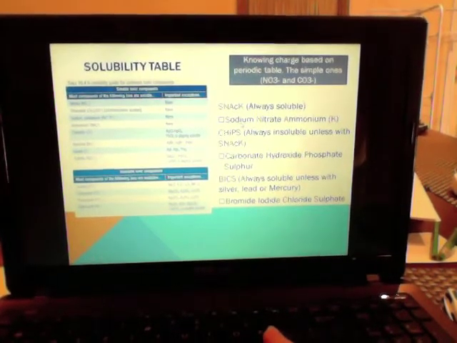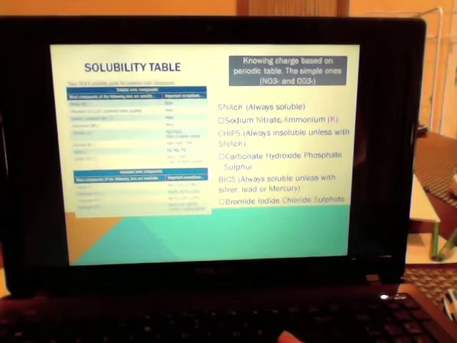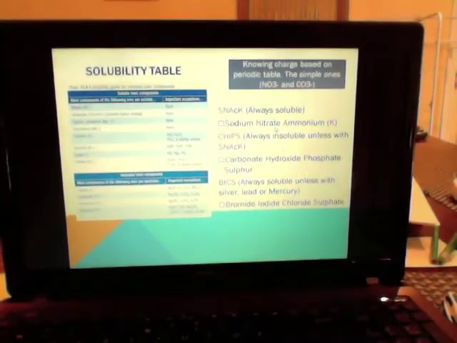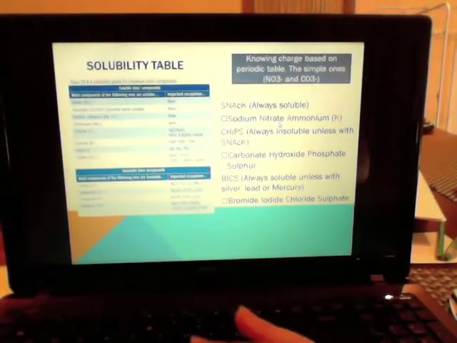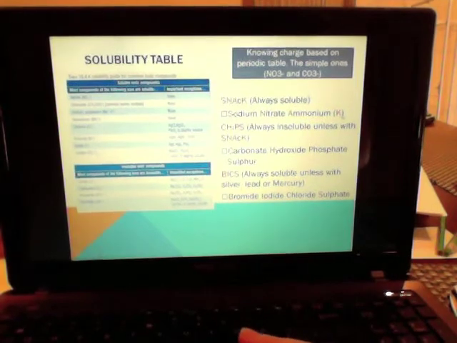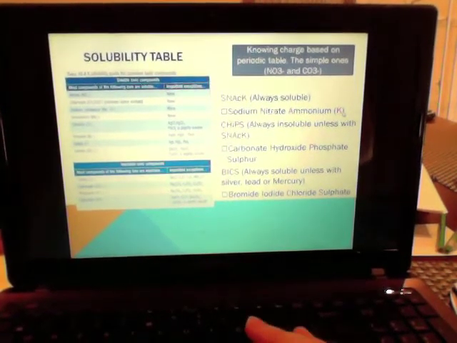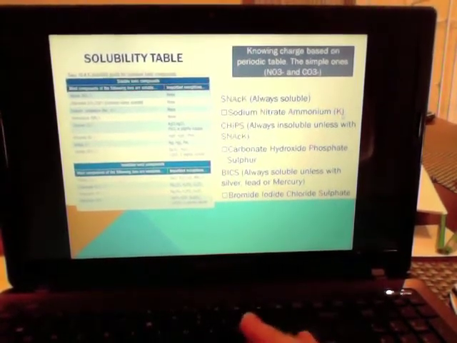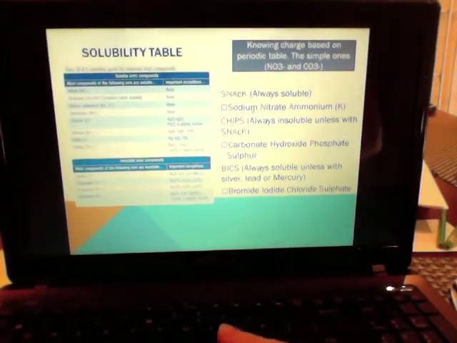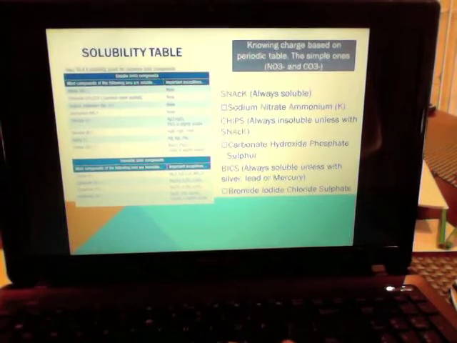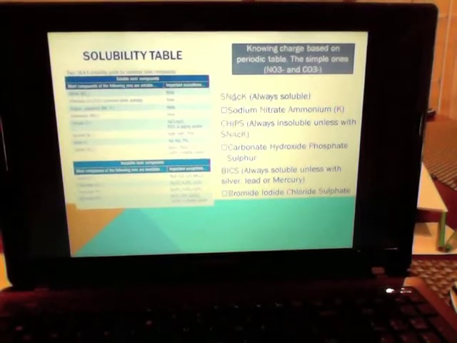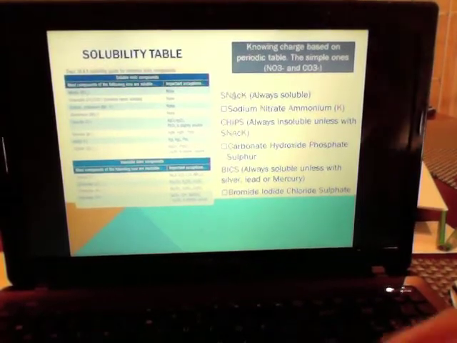Sodium's always soluble. Nitrate is always soluble. NO3 is always soluble, even with silver. That should give you a clue. Ammonium, NH4 plus, is always soluble, and potassium is always soluble. Notice that potassium and sodium are in group 1. That has something to do with it, okay? And these all have a 1, either a 1 positive charge, like sodium and potassium, or ammonium, and a 1 negative charge, like nitrate.